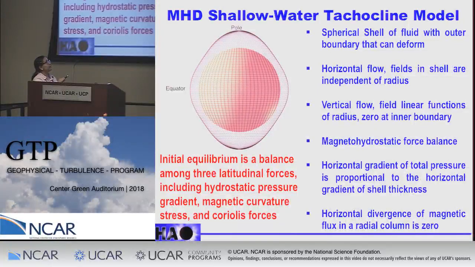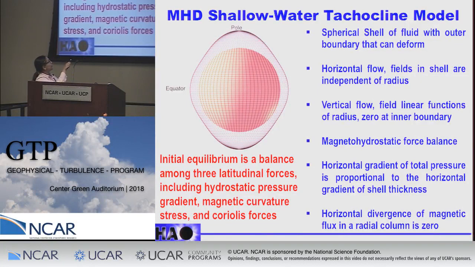The horizontal flows and fields are independent of radius, whereas the vertical flow and field are linear functions of radius, which is zero at the bottom boundary. So this is not the solar surface. This is the tachocline top surface, and this is the bottom of the tachocline. The horizontal gradient of total pressure is proportional to the horizontal gradient of cell thickness. This is a picture of the tachocline in force balance.